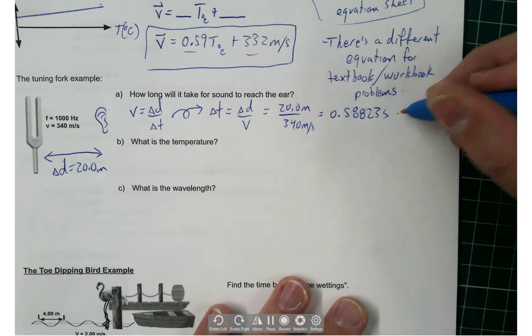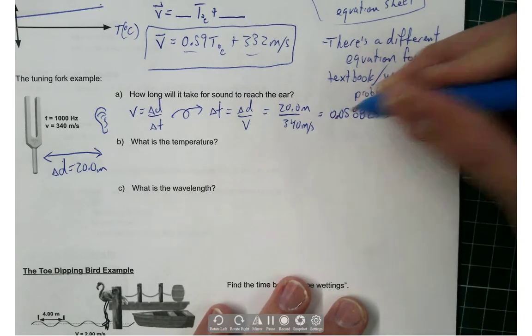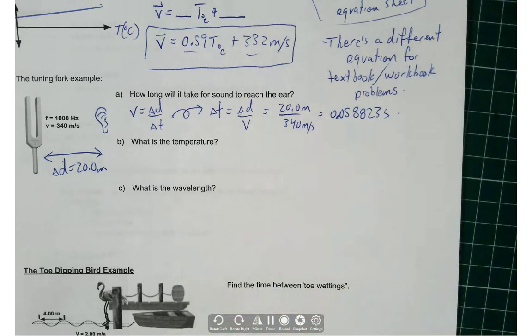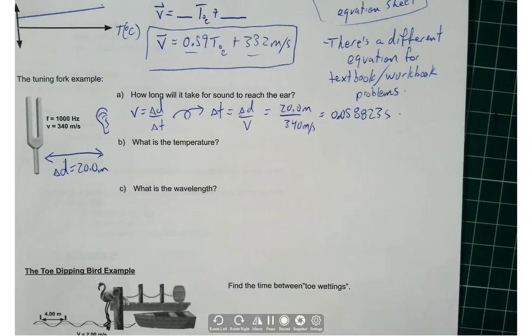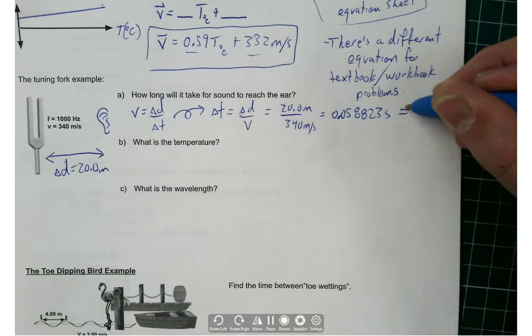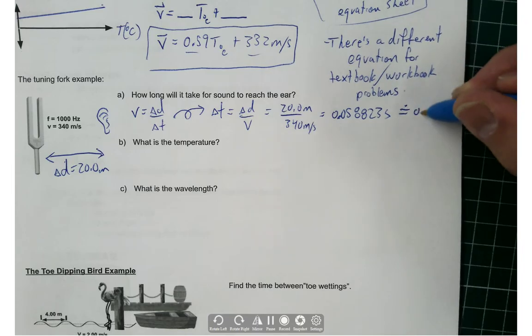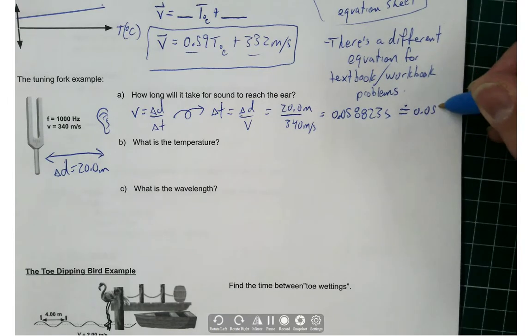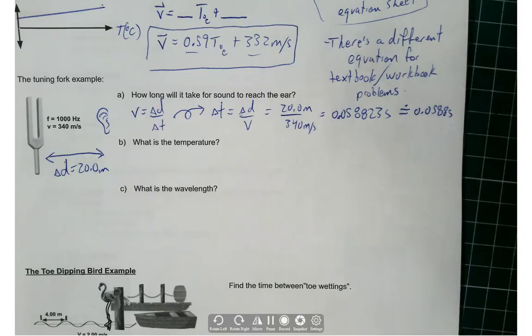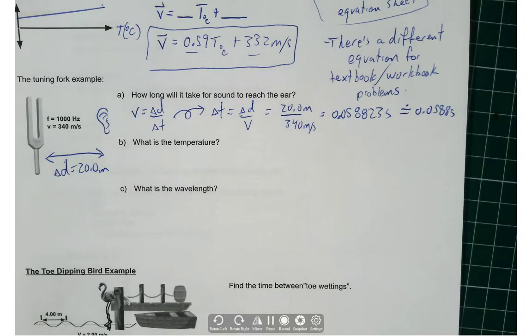So it's not like, oh, I missed a zero. 0.058823. Not long at all. And we could round this off to sig figs. Looks like maybe 3 significant figures. So 0.0588 seconds. This is fast. That's why you hear things so quickly.